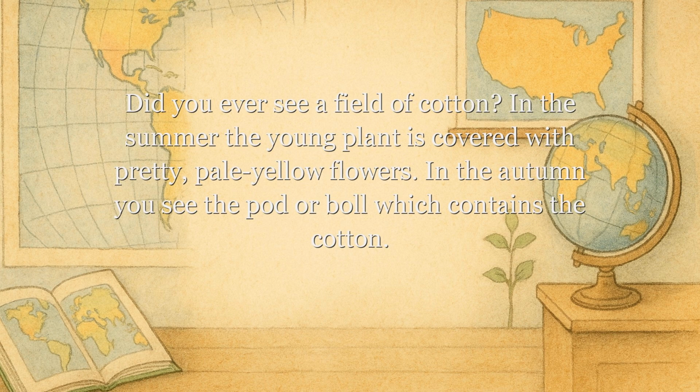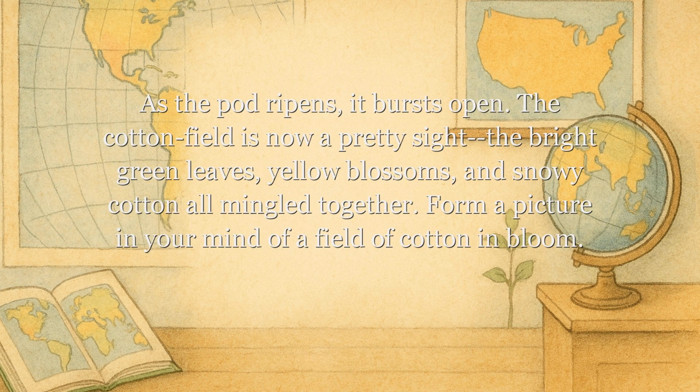In the autumn, you see the pod, or boll, which contains the cotton. As the pod ripens, it bursts open. The cotton field is now a pretty sight. The bright green leaves, yellow blossoms, and snowy cotton all mingled together form a picture in your mind of a field of cotton in bloom.